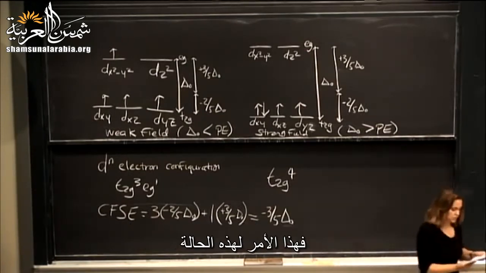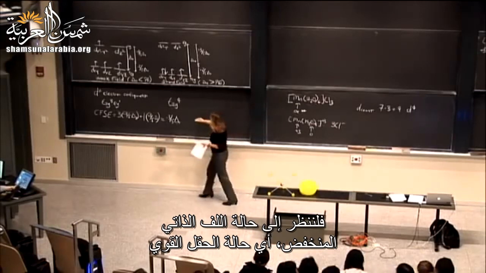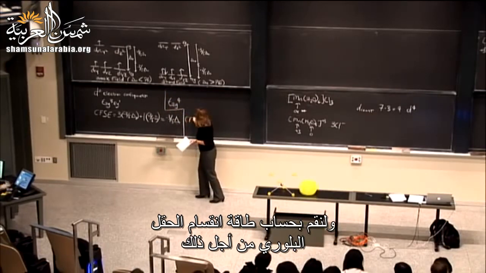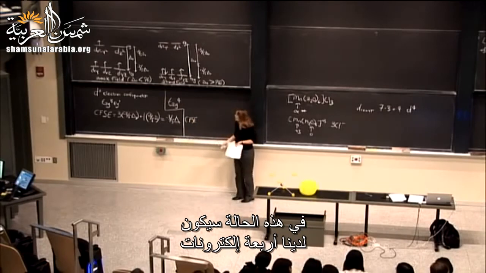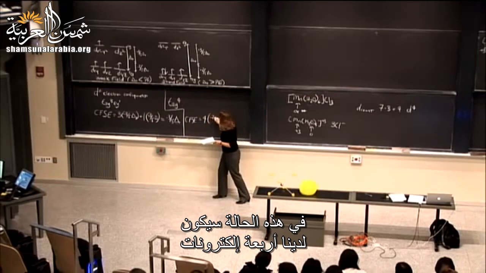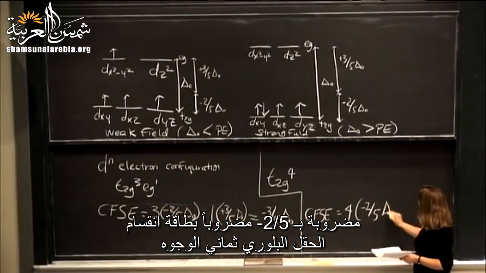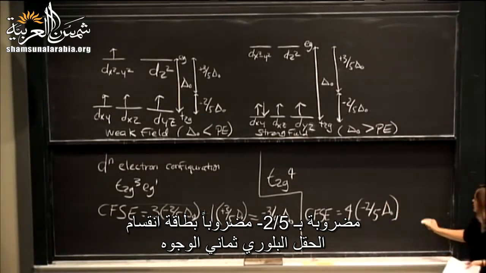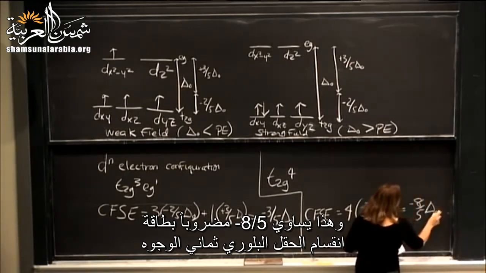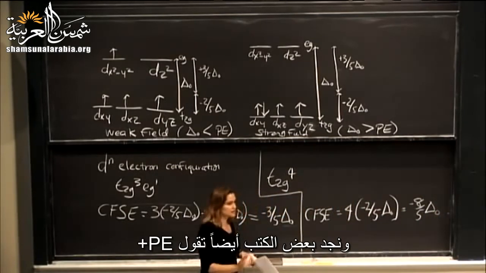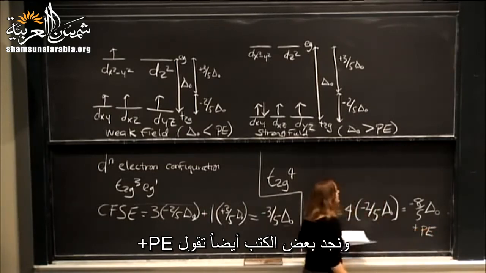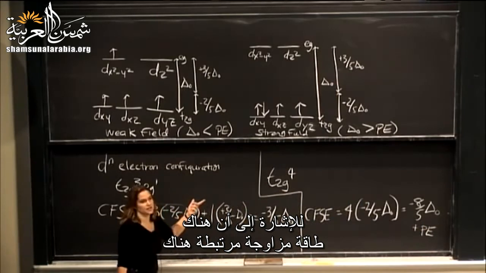All right, so that's for this one. Let's look at the low spin case, the strong field case, and do our crystal field stabilization energy for that. So in this case, we're going to have 4 electrons times minus 2/5 times the octahedral crystal field splitting energy. And so that's equal to minus 8/5 times the octahedral crystal field splitting energy. And some books will also indicate, and they'll say plus PE to indicate that there's pairing energy associated there.